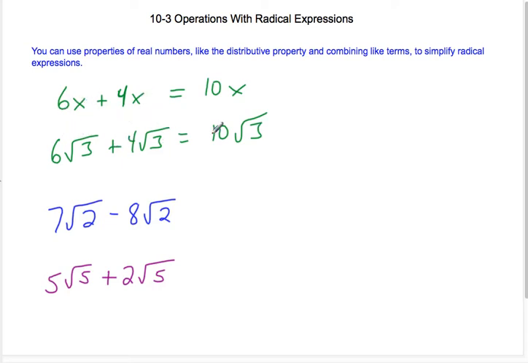as like terms. So in the blue one here, 7 root 2 minus 8 root 2, well 7 minus 8 is negative 1, so it's just negative 1 root 2, but we don't need to put the 1. Similar to if it was like 7x minus 8x, you would just put negative x. Alright, so 5 root 5 plus 2 root 5 should be 7 root 5, because 5 plus 2 is 7.